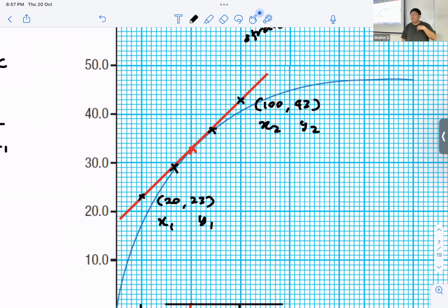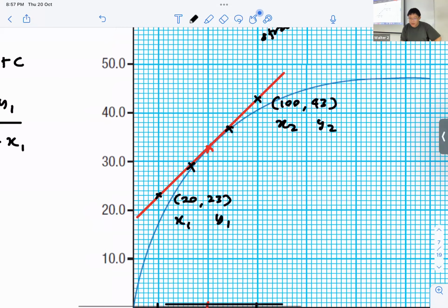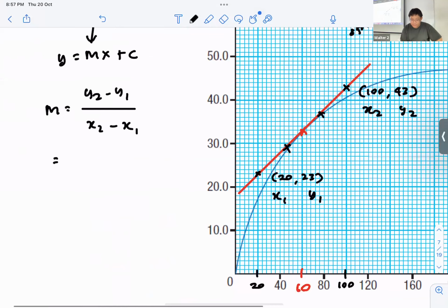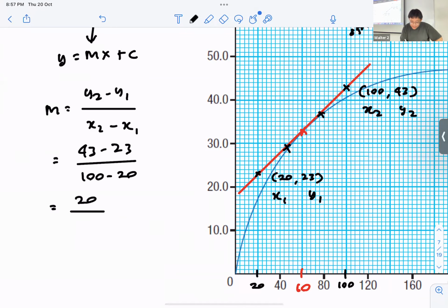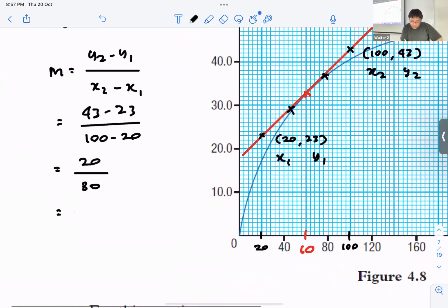Okay, now that I have my own values, I'm going to calculate my gradient based on the values that I have. So the gradient for this line will be 43 minus 23 divided by 100 minus 20. So that'll be 20 divided by 80. It will be 0.25 cm cubed per second.